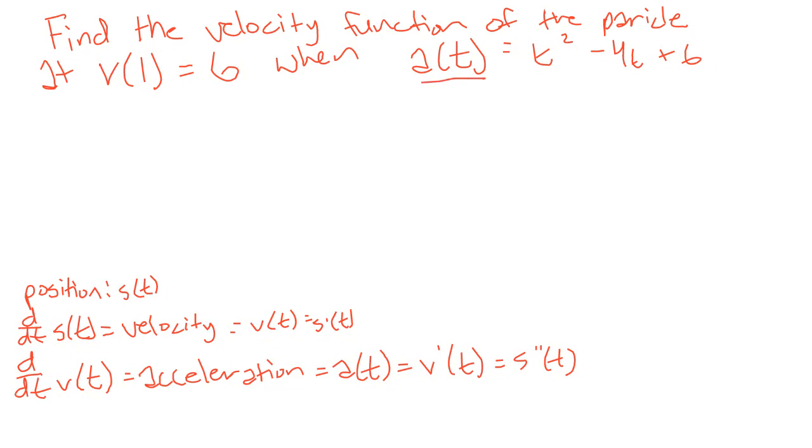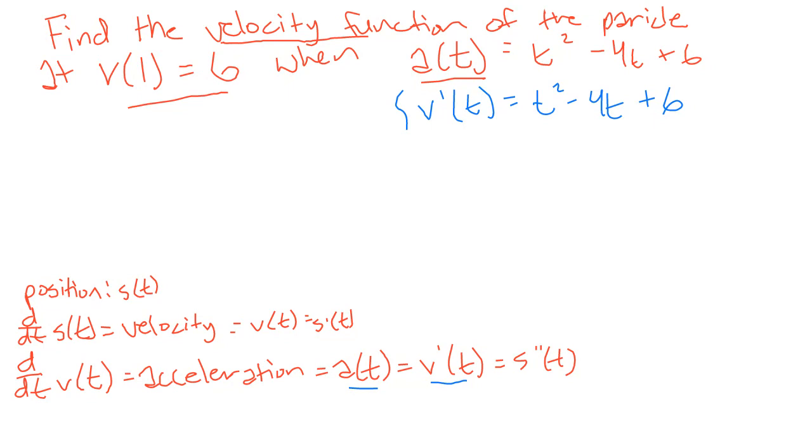And they want us to find our velocity function, and they give us a point to find a particular solution. So what we need to do is solve this differential equation. We know that a of t is really v prime of t. So now if we're trying to find velocity from this function, we can just take the antiderivative to give us v of t.